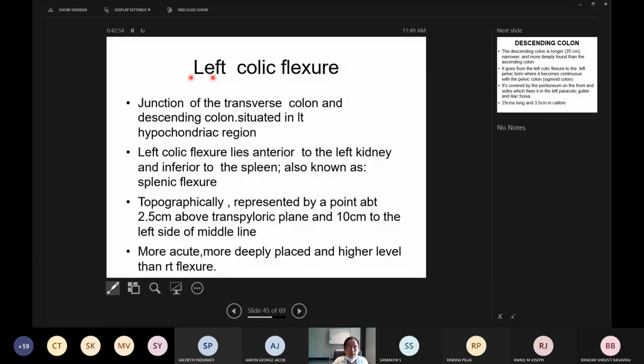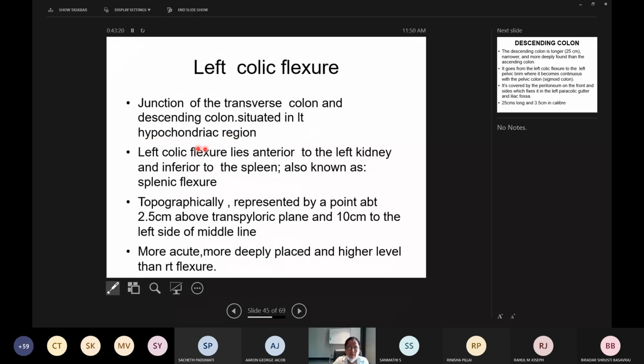Next you have got the left colic flexure. We have told about it already. It is situated at a higher level. It is more acute and more deeply placed than the right colic flexure. So it is the junction of the transverse colon and the descending colon.